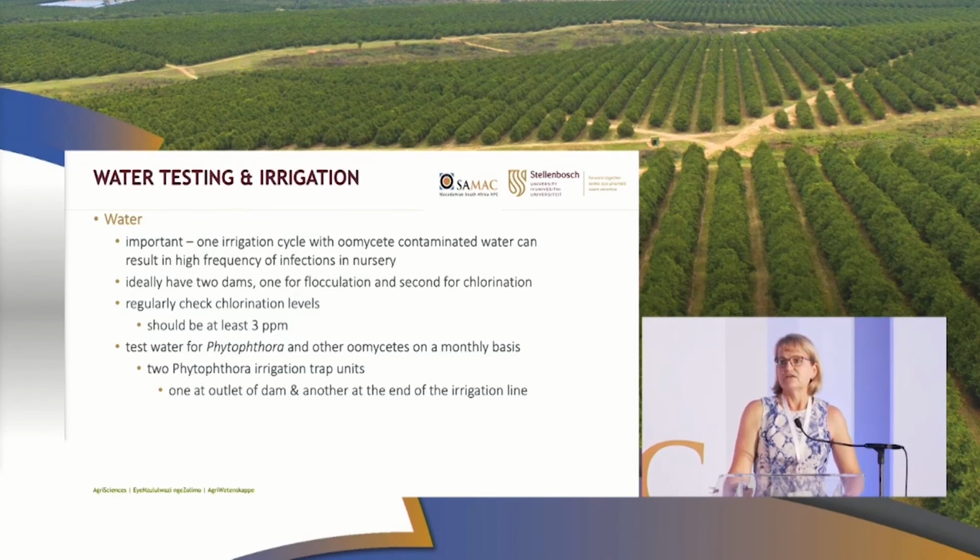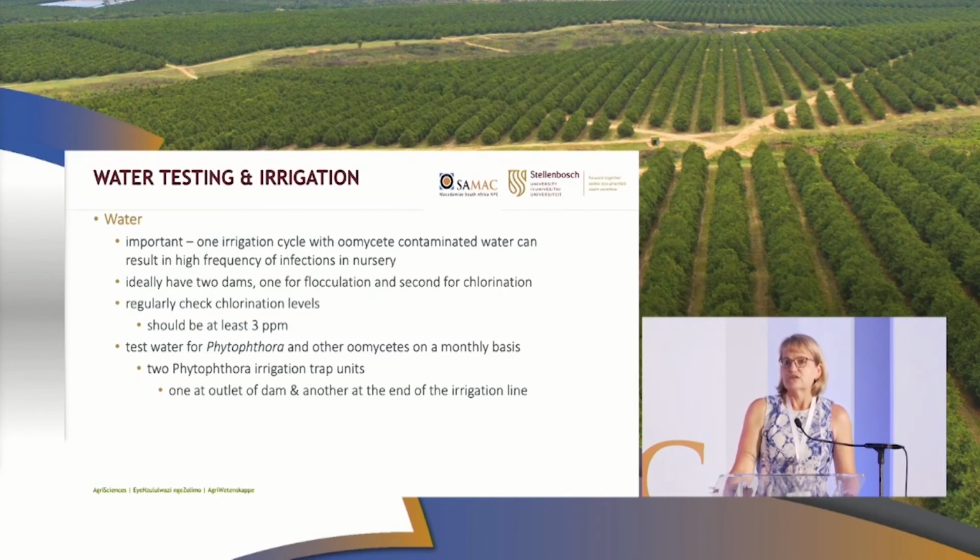So ideally, a nursery should have 2 dams, one for flocculation and another where the chlorination is taking place. Chlorination is very important and should be monitored regularly, that it's at least 3 parts per million, because again, these are water molds, so they're going to distribute with the irrigation water.